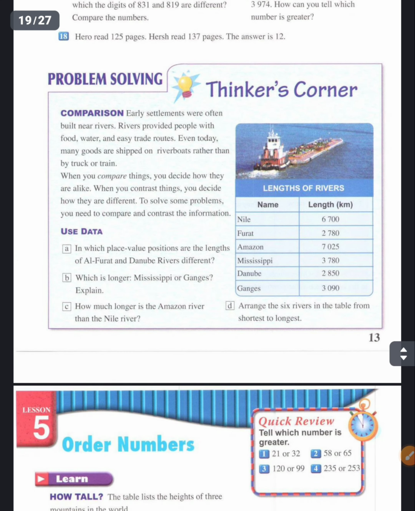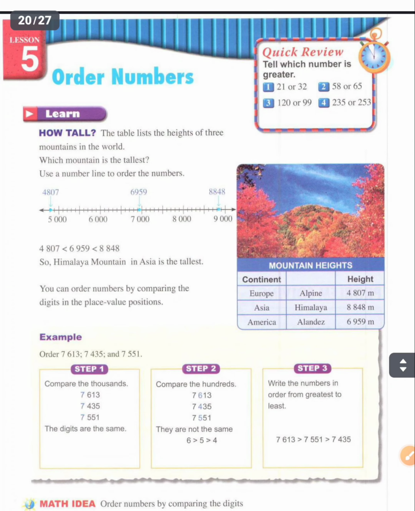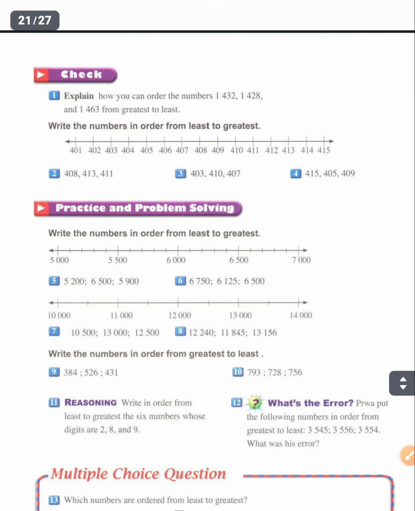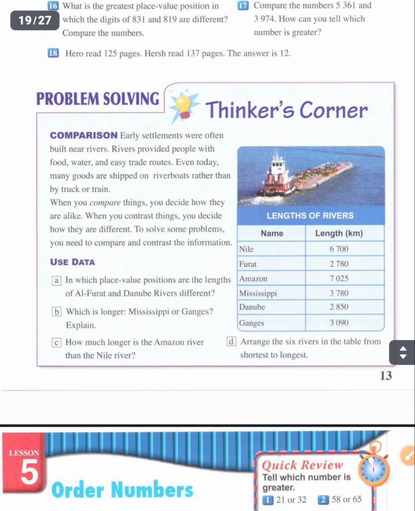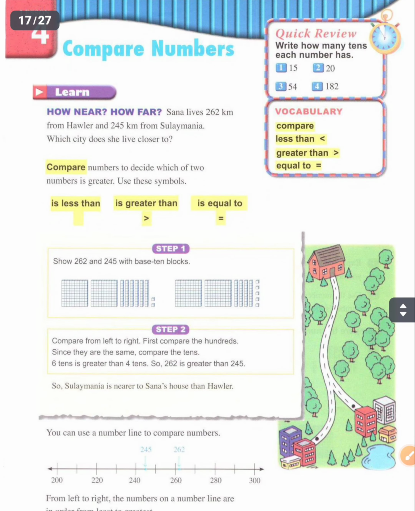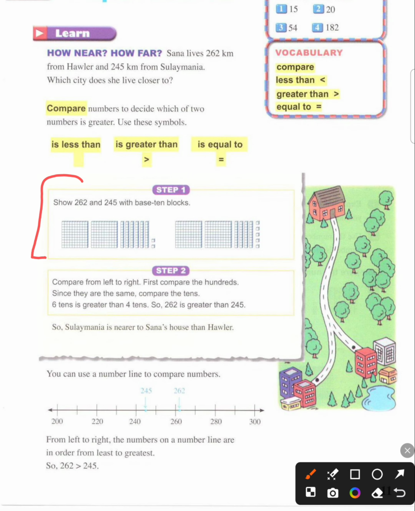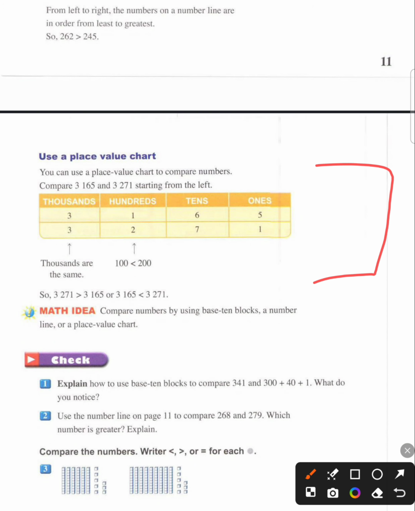If you are interested in here, you can do it. The next topic is order numbers, so it will be our next lesson. So thanks for watching. I hope it was clear for you how you can compare numbers. Again, I can say that you can compare numbers with base 10 blocks. After, you can compare numbers with a number line, and the last possibility is to compare numbers with a place value chart.